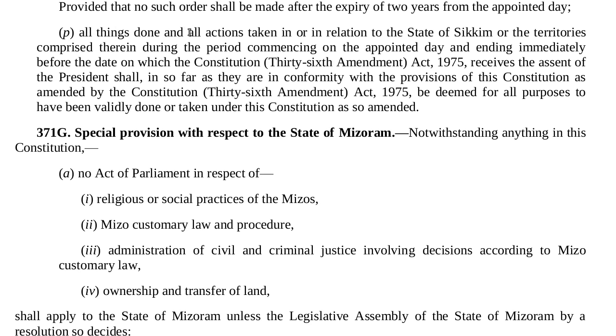P. All things done and all action taken in or in relation to the state of Sikkim or in territories comprised therein during the period commencing on the appointment day and ending immediately before the date on which the Constitution 36th Amendment Act 1975 received the assent of the President shall, in so far as they are in conformity with the provisions of this Constitution as amended by the Constitution 36th Amendment Act 1975, be deemed for all purposes to have been validly done or taken under this Constitution as so amended.